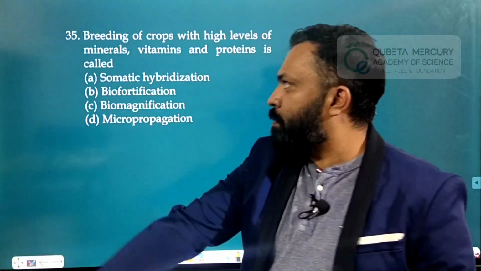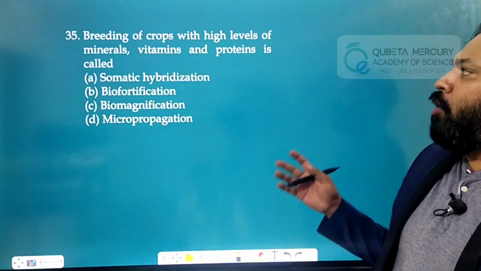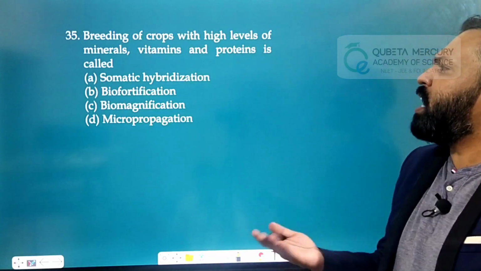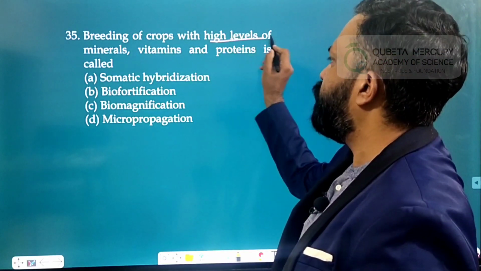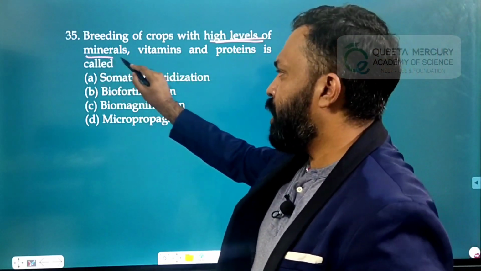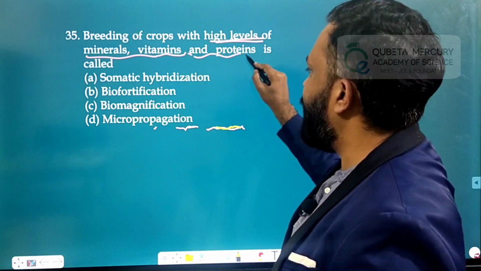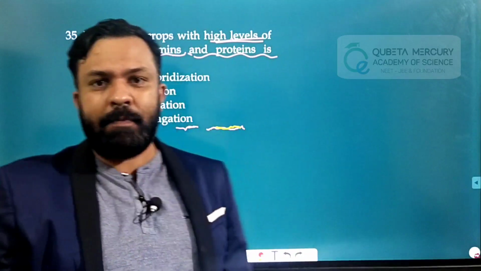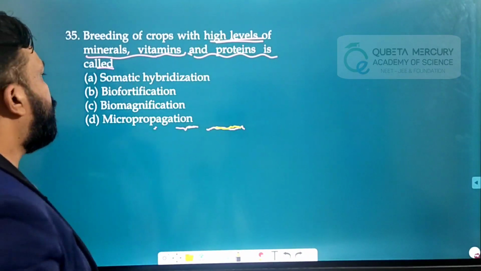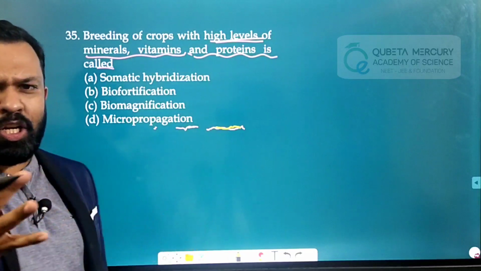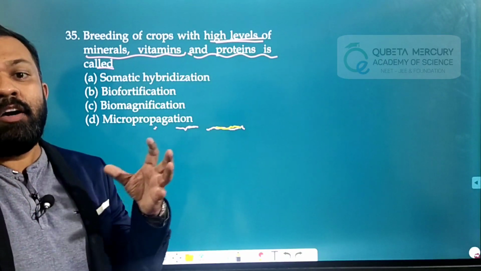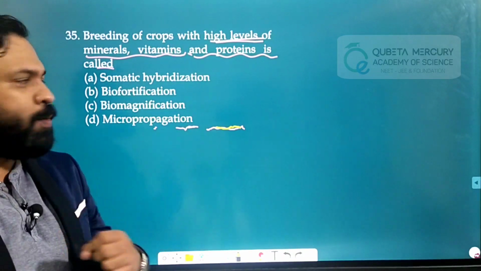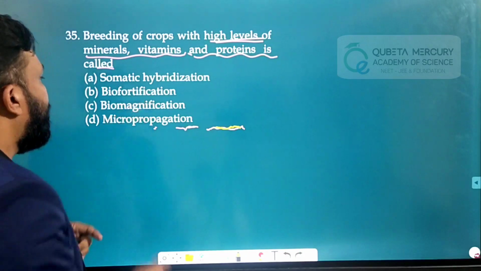Okay. Question number 35 is here. Breeding of crops. The artificial hybridization of crops with higher levels of minerals, vitamins and proteins is called. That means plant breeding for improved food quality. Somatic hybridization? No. Somatic hybridization is the fusion of protoplasts from somatic cells. That is potato plus tomato, right? Biofortification? That is the right answer.